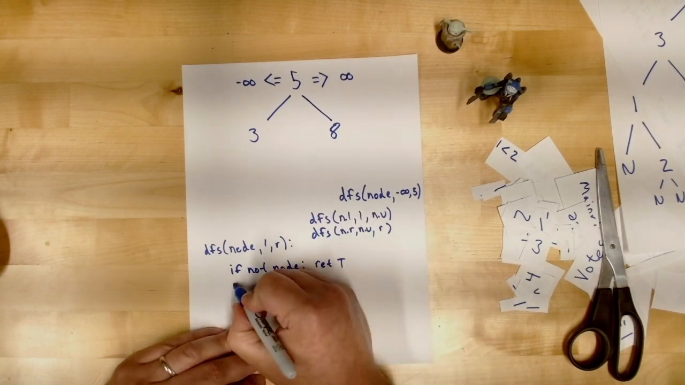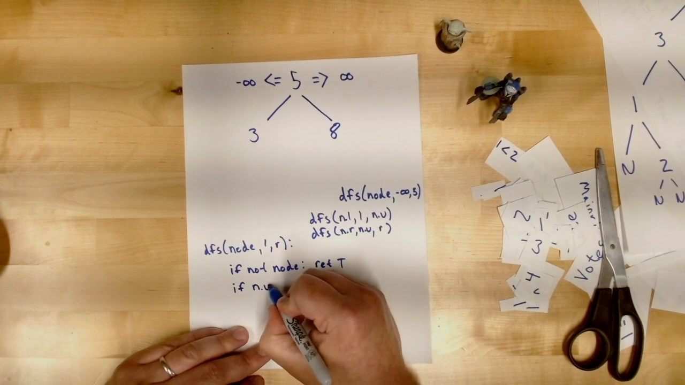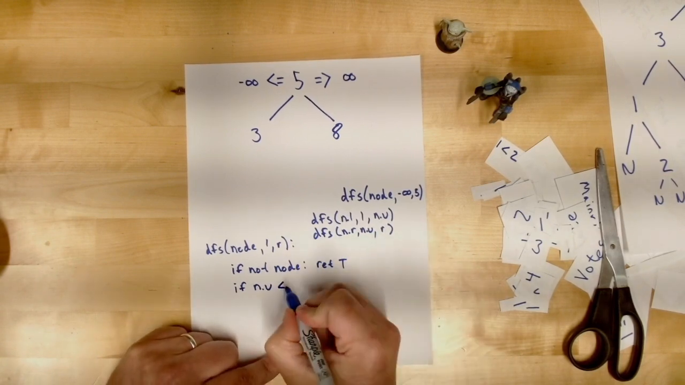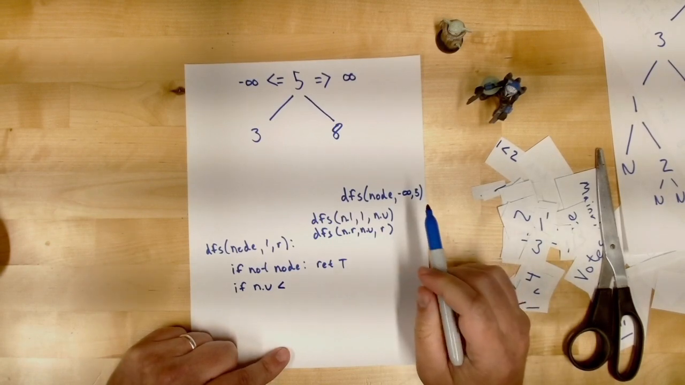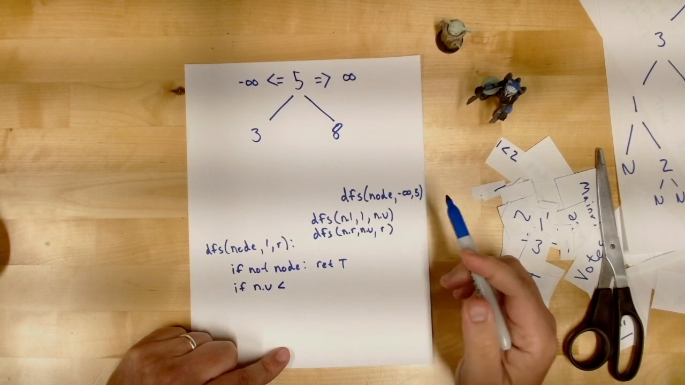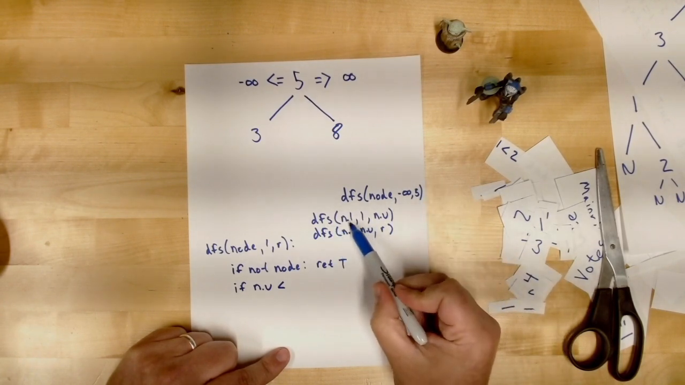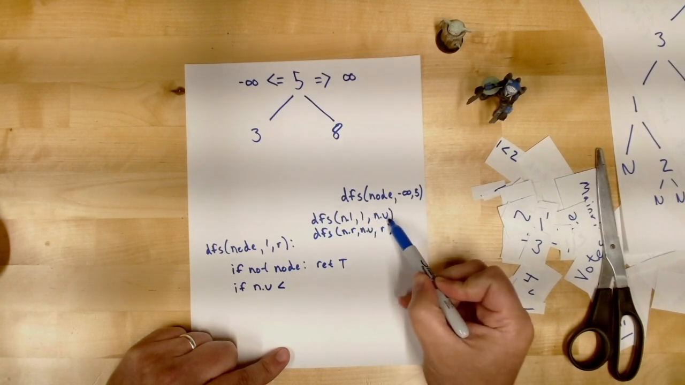So if node.value is less than, if it is less than the boundary that we have set. So let's look back at our recursive call here. So node.left, the left boundary remains the same. And then the right boundary becomes node.value.